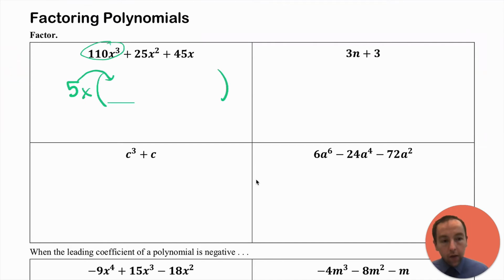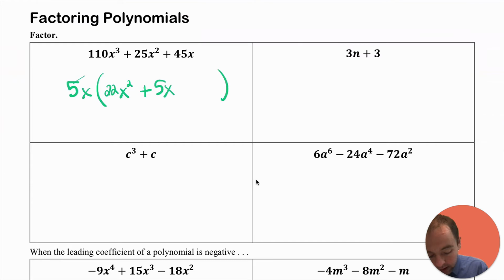So you have to figure out 5 times what equals 110, or what is 110 divided by 5, right? So it ends up being positive 22, but then you would also need x to the second right there, because x times x to the second would equal x to the third. Then you would also have the addition of another term, and you have to think, okay, 5x times what is going to give me this 25x squared. So 5 times 5 is 25, and you'd also need an x there to get your x squared.